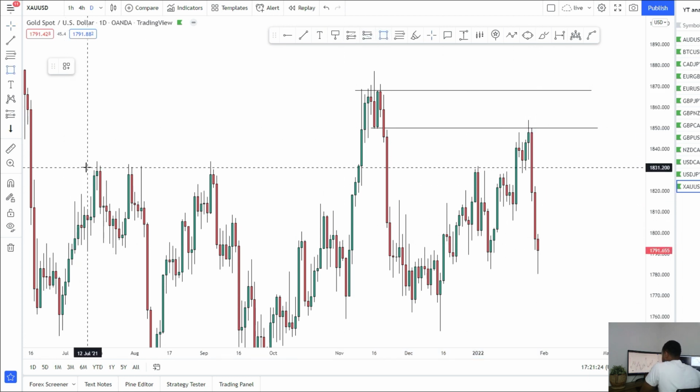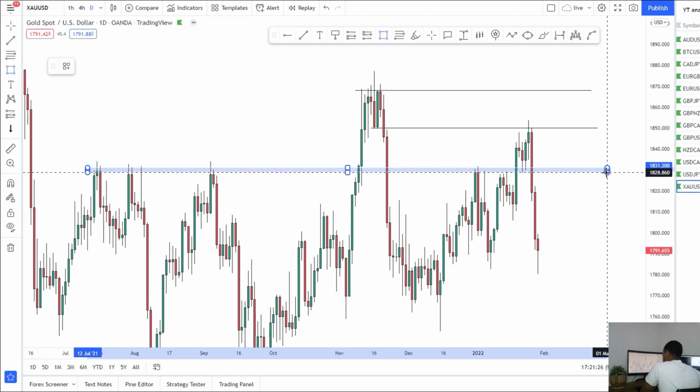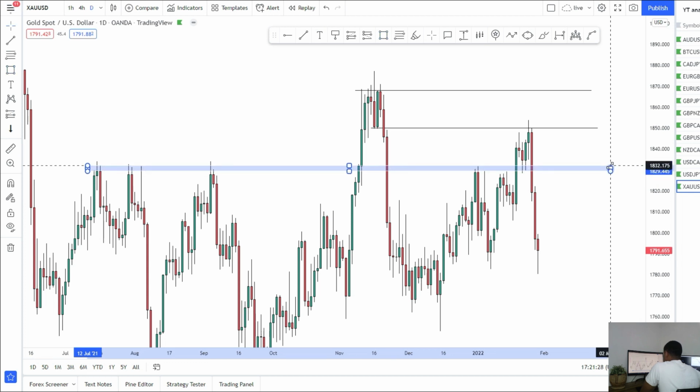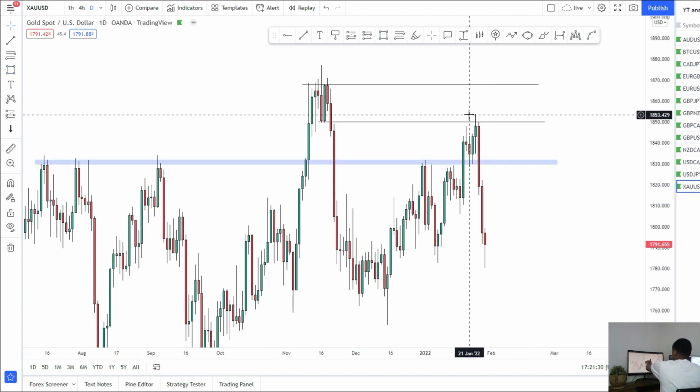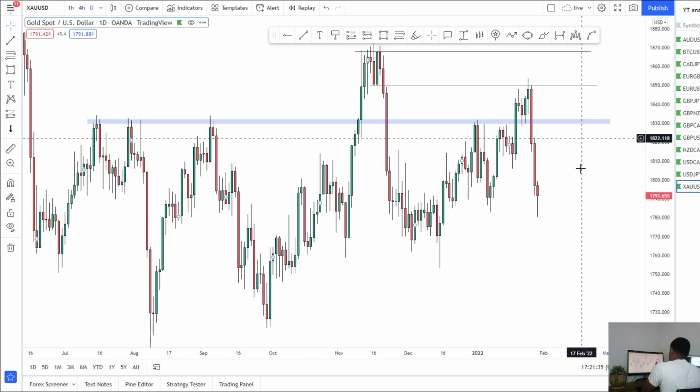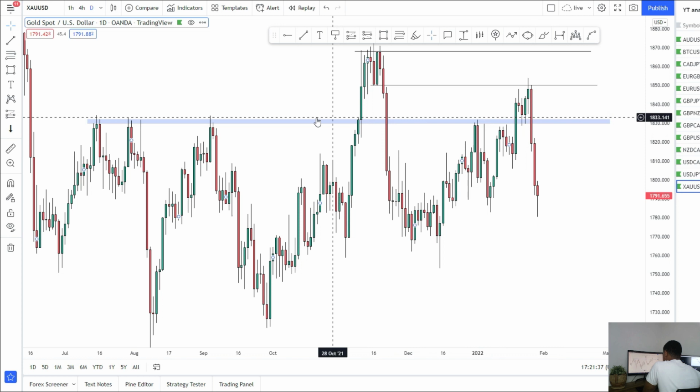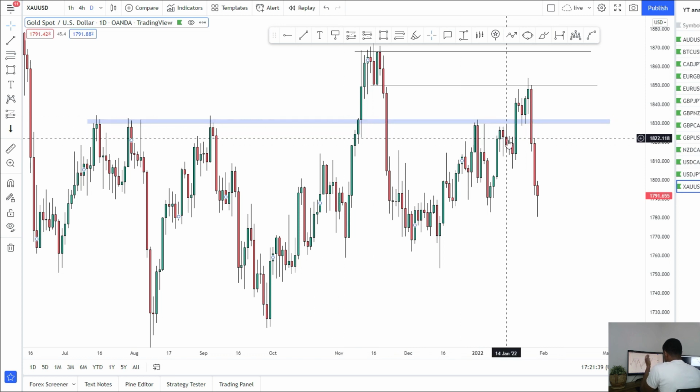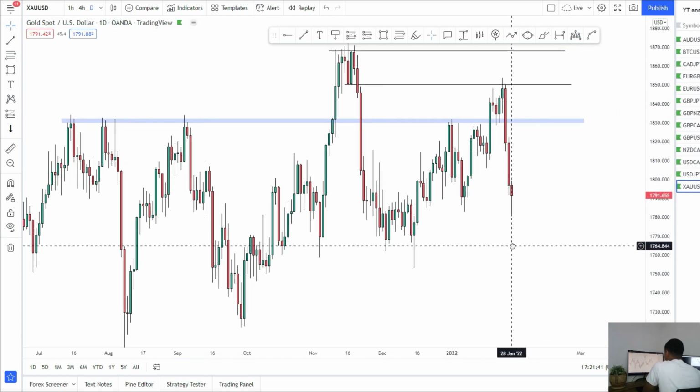But essentially, I said, as long as we stay above this level, I'm expecting bullish continuation back to highs, which we did see into that first target. Then the news came out. Obviously, gold reacted bearish to that, and a big move to the downside happened, breaking back below 1830. So I do have a bearish bias now for gold.